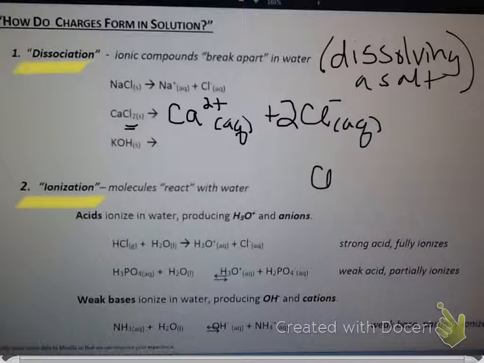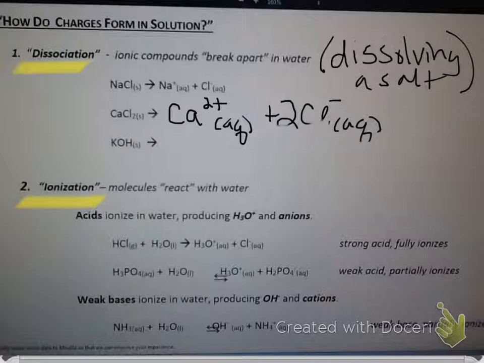How come I didn't write Cl2-? Those chlorides are not bound together as a molecule, but they're separated, right? So because of that, I write 2 chlorides. So whenever you have a subscript and you ionize it, bring that out to the front.